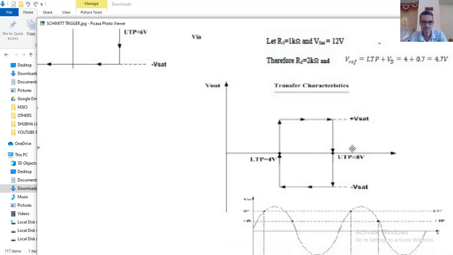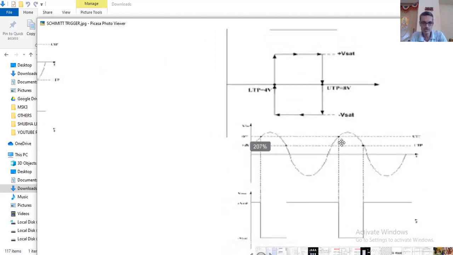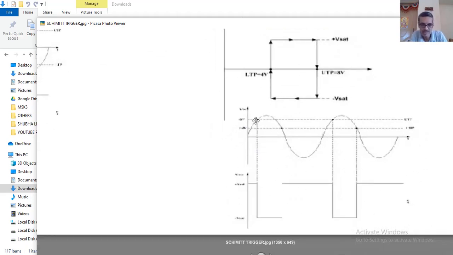I'll show you in the lab. See the waveform also. In the waveform, when it is plus 8 volt or above 8 volt, it changes from plus VSAT to minus VSAT. Whenever it is plus 4 volt, it changes from minus VSAT to plus VSAT. Again, the working will be the same.